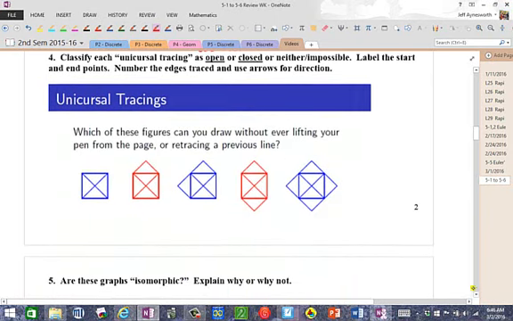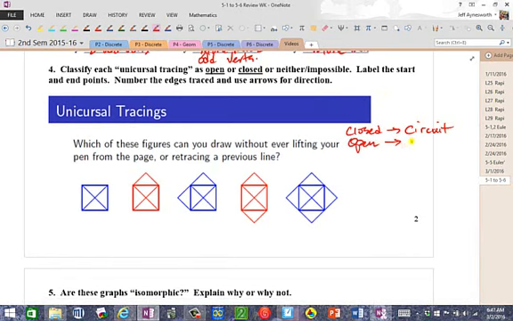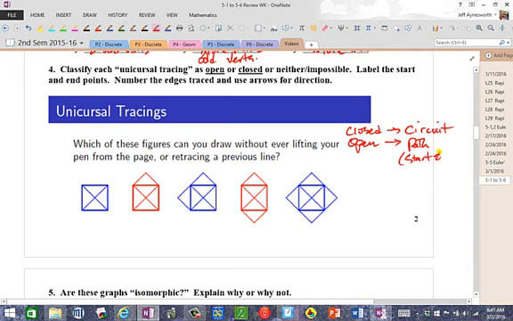Okay, now on this one here, we want to classify the unicursal tracing as either open or closed. We have 2 choices. Now, closed means that we have a circuit. Remember that? So let's write that down. So closed indicates that you have a circuit. Open means that you have a path. Okay, start and end at different places. Circuit, end and start at the same place.